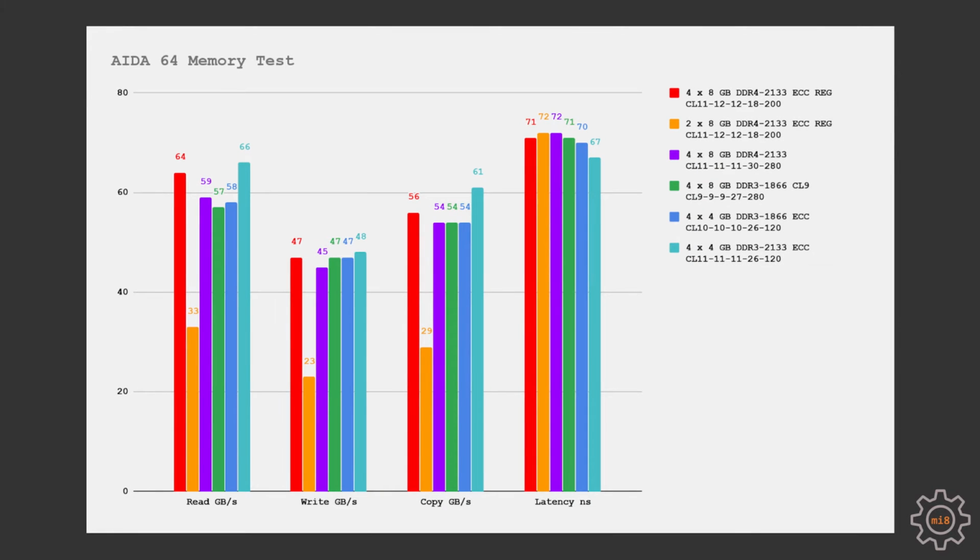Now it's time to look at the test results. Let's start with the AIDA64 memory test. As expected, dual channel configuration is falling behind quad channel configuration roughly 2 times. What was not very expected is that DDR3 2133 is providing the best result here. 66GB per second read, 48GB per second write, 61GB per second copy, and just 67 nanoseconds latency.